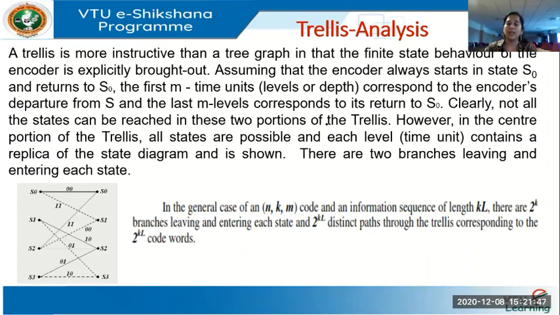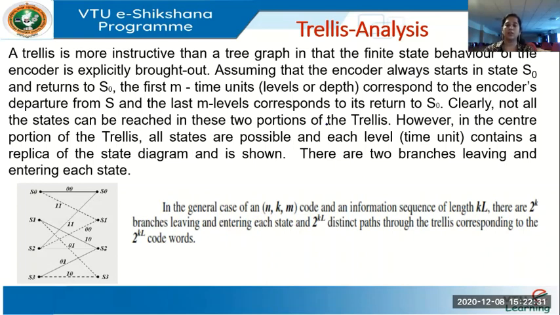So how the encoder behaves is completely brought out in the trellis, because assuming that the encoder always starts in state S0 and returns to state S0, the first M time units, that is, let's say the number of flip-flops, so many M time units or levels or depths, whatever you call them, correspond to the encoder's departure from S0. And the last M levels correspond to the encoder's return to S0. It will go and join S0.